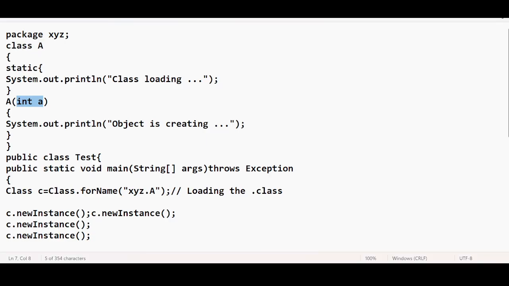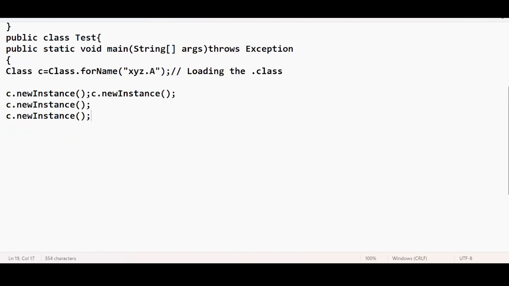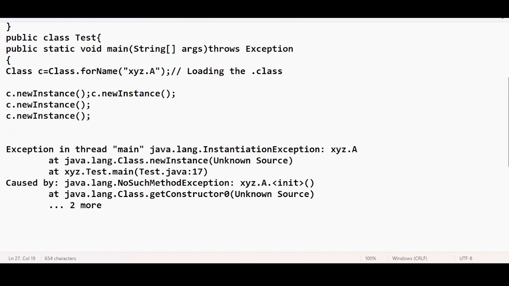It is mandatory for the JVM to look for the zero argument constructor. If there is no zero argument constructor found, if any other kind of constructor like this is found by the JVM, this is the error you will get.